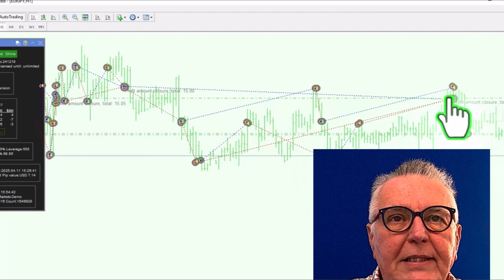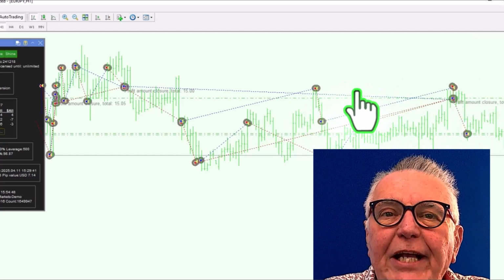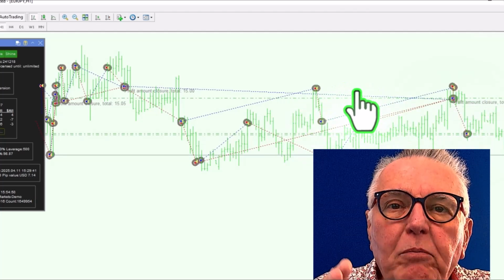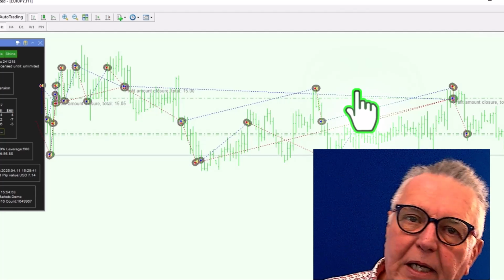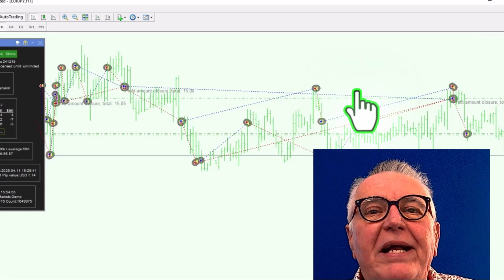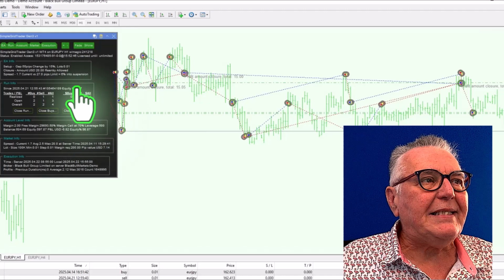So there's another group that trade. But while it's trading, it cashes in every single move in the market. So if the price goes up, it cashes in. If it goes down, it cashes in. And that's what makes this EA so powerful. So let's have a look at the settings.